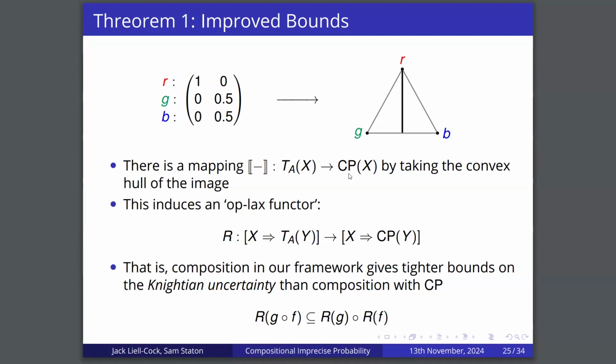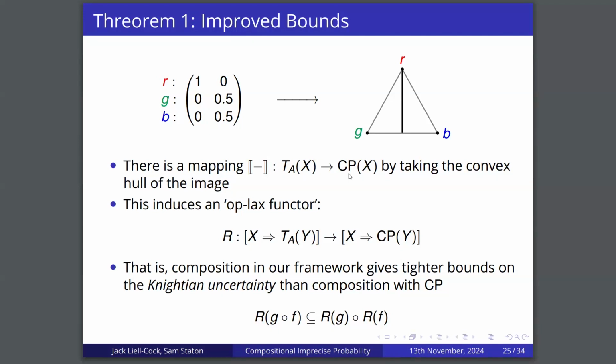So what we've actually shown is this mapping induces what's called an oplax functor. Basically, it means there is a mapping from programs in our language to programs in the language with convex power sets. Our language is, of course, fully compositional. The convex power sets is the one which isn't. But we can recover programs in the sense of imprecise probability.